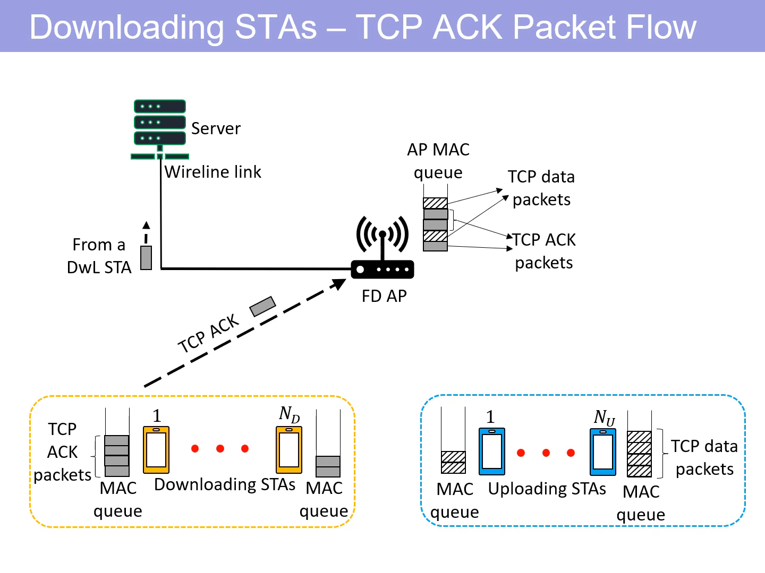This generates TCP ACK packets at the downloading stations, and these downloading stations send the TCP ACK packets to the AP via the same wireless channel. The AP then sends these TCP ACK packets to the server via the wireline link.